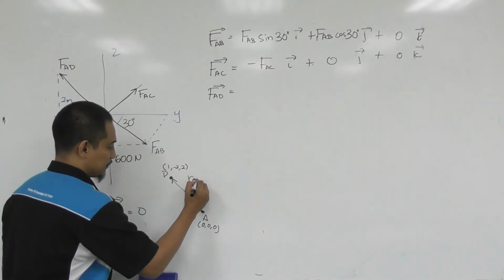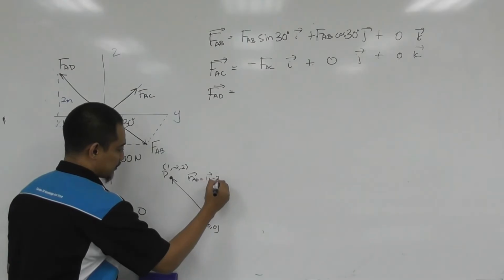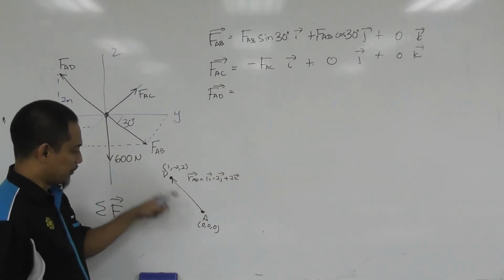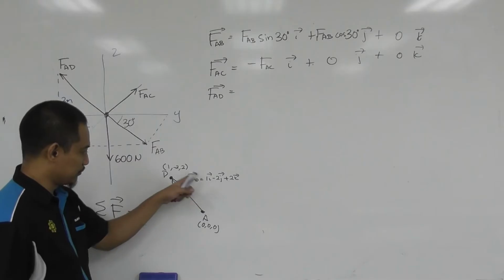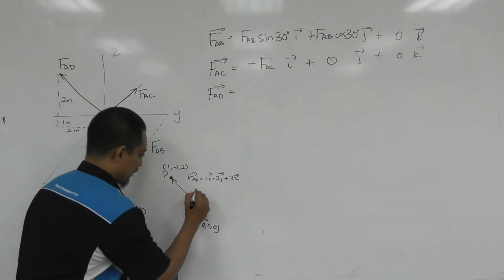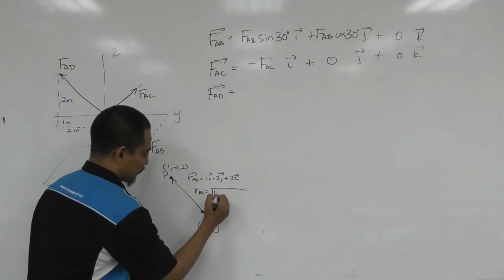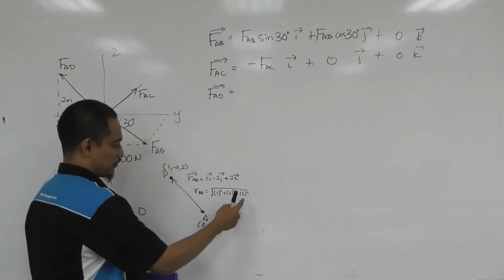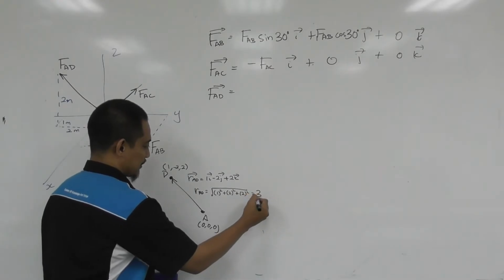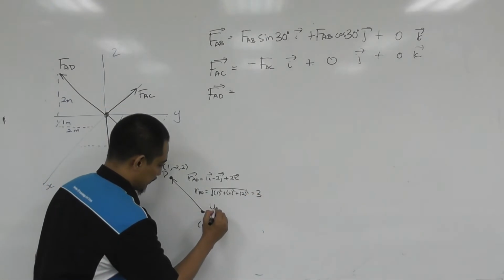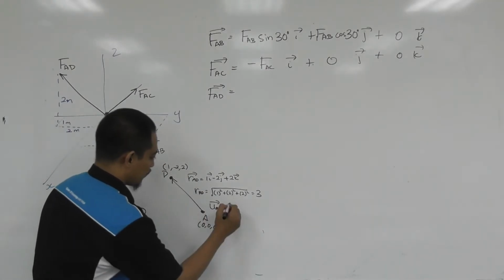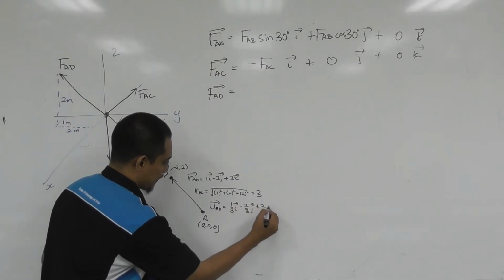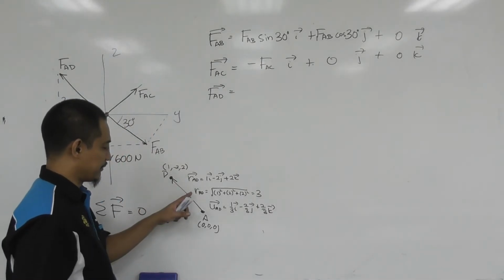So RAD, the vector is 1 minus 0, 1i, negative 2 minus 0, negative 2j, 2 minus 0, plus 2k. So RAD, the magnitude is square root of 1 squared plus 2 squared plus 2 squared, which is 9. Square root becomes 3. So unit vector UAD becomes 1 over 3 i minus 2 over 3 j plus 2 over 3 k, vector R divided by magnitude R.